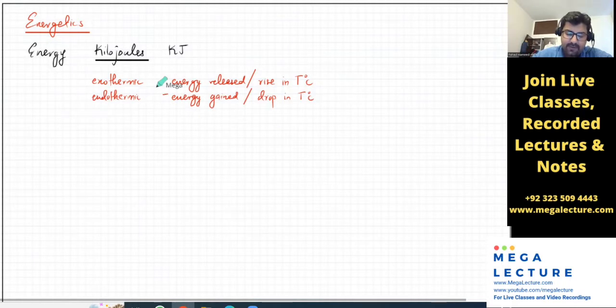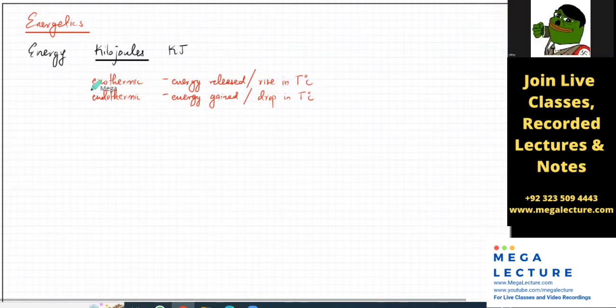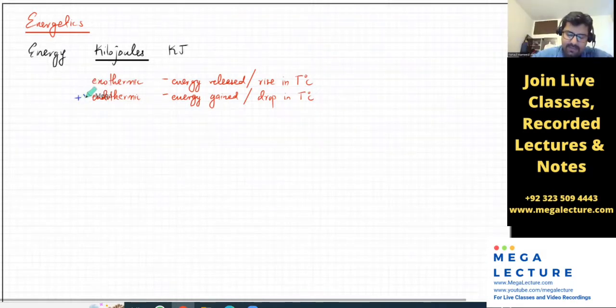The sign for exo and endo: what's exo and what's endo? Which one is plus, which one is minus? Plus, positive, is endo, and negative is exo.